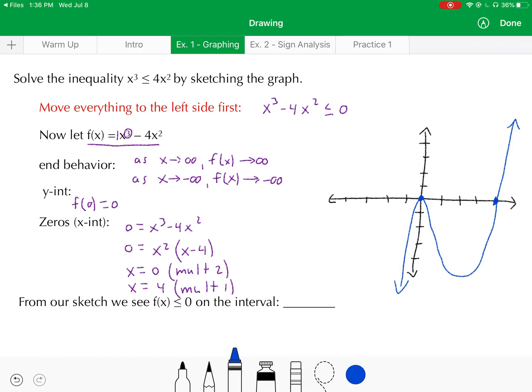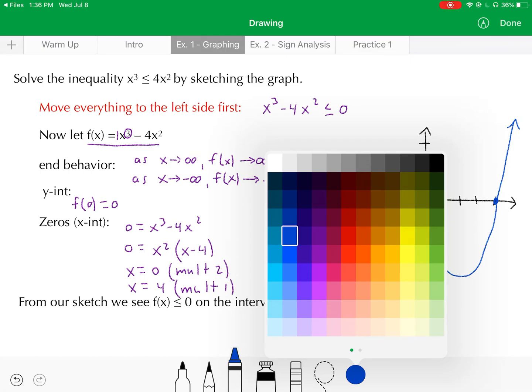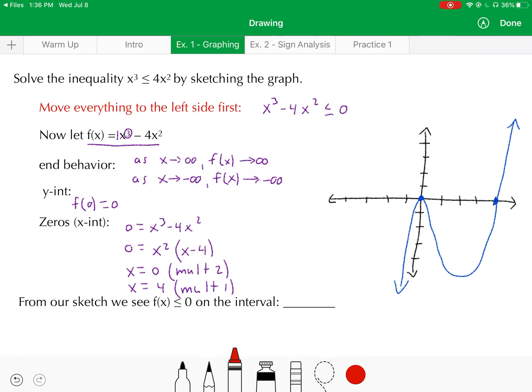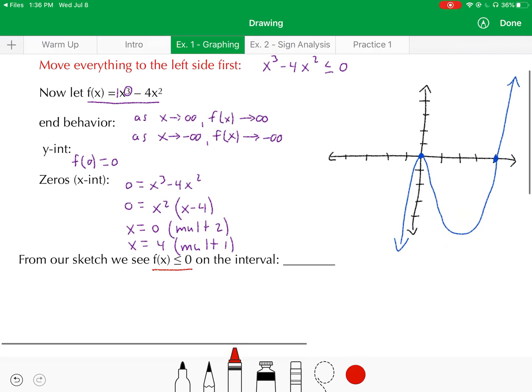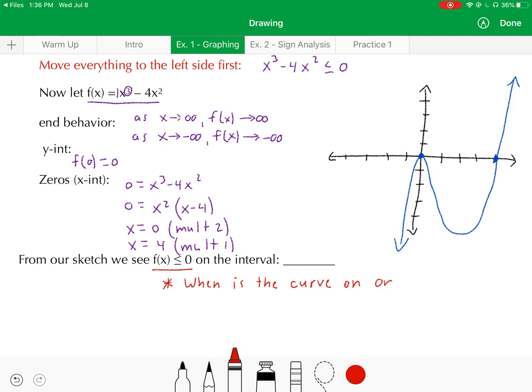Okay? So now we can use the picture, this graph, to see what the solutions to f of x less than or equal to 0 are. By moving everything to one side of the equation, we have effectively now thought of this inequality as when is f of x less than or equal to 0? So graphically, that means when is the curve on or below the x-axis, right? When you're on the x-axis, your y value is equal to 0. When you're below the x-axis, your y value is less than 0, okay?